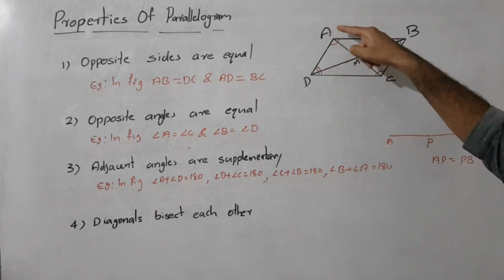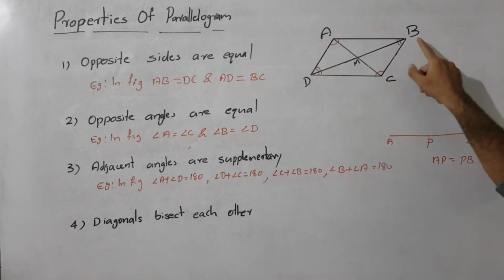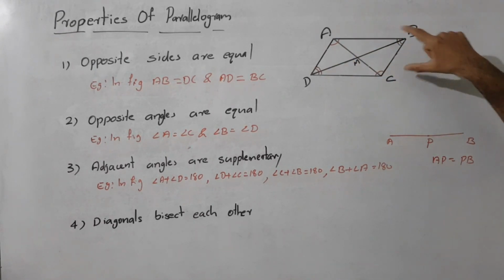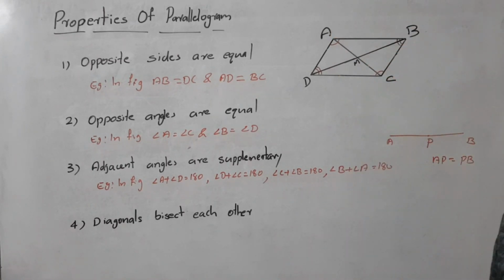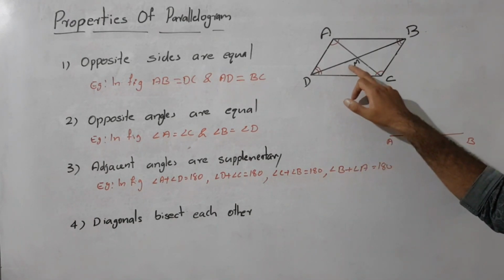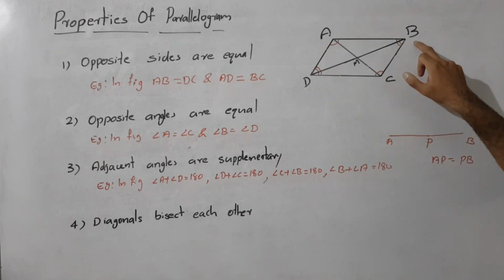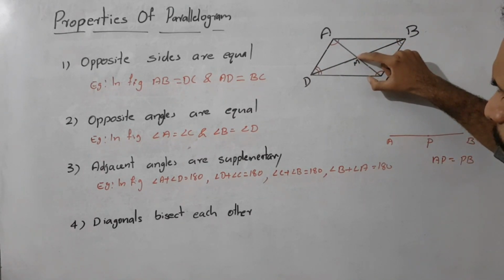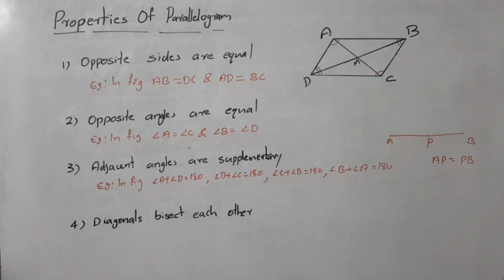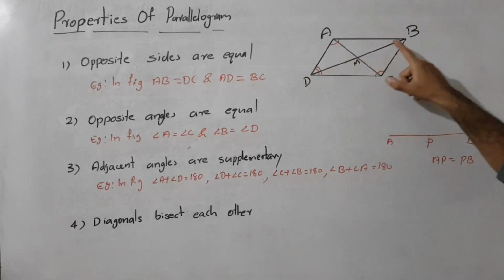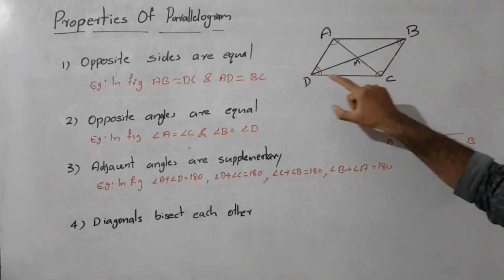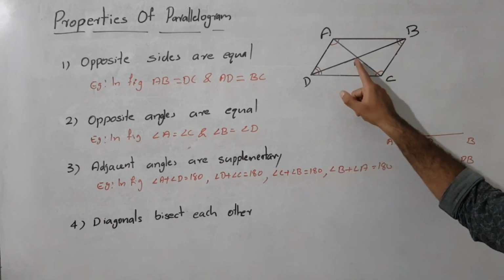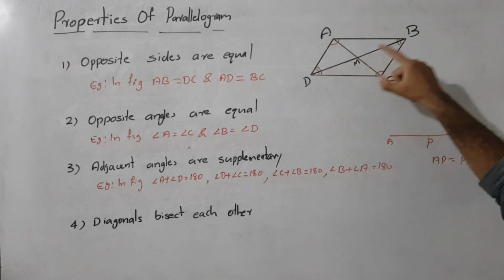Then when does it happen? If AC bisects DB, what are equal there? DM and MB. If AC bisects DB, dividing it into two equal parts, which parts are equal? DM is equal to MB. That means this point M must be the midpoint of DB. Only if M is the midpoint of DB will DM be equal to MB. If AC bisects DB, then M is the midpoint of DB.